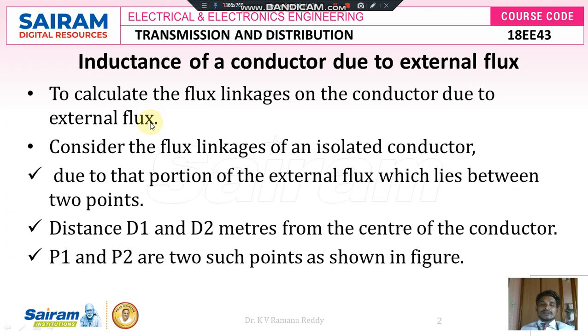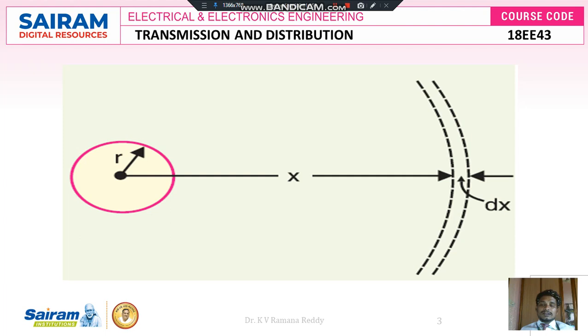I1 produces one flux in conductor 1. Similarly, I2 also produces one more flux in conductor 2. There is a flux linkage from one conductor to another conductor. In this scenario, we are going to discuss the inductance of a conductor. That means due to the flux linkage from one conductor to another conductor, there exists inductance in the transmission line. To find this inductance, let us see this figure.